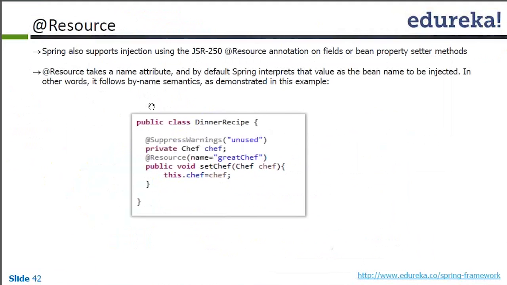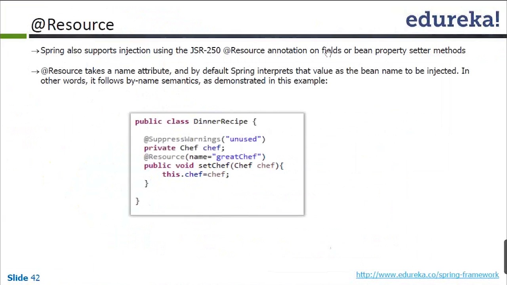Okay. Next. Spring also supports injection using the JSR 250 @Resource annotation on fields or bean property setter methods. So this is another way of doing the same. @Resource takes a name attribute, and by default Spring interprets that value as the bean name to be injected. In other words, it follows by-name semantics as demonstrated in this example.